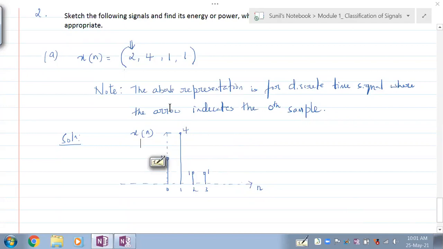Now by seeing this sketch, can you tell me whether this is an energy signal or a power signal? Can anybody comment on that? One thing is that it is not a power signal. What makes us say it is not a power signal? It is neither random nor periodic. So in that sense, this is not a power signal.